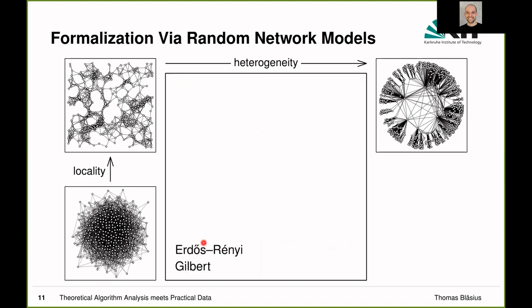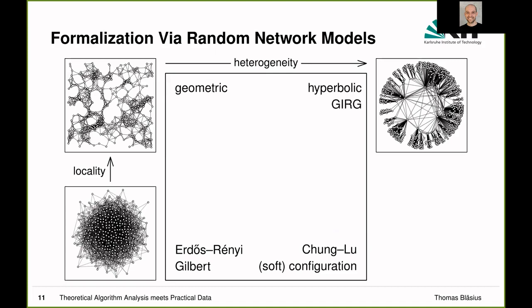So in the bottom left corner are the classical random graphs, also called Erdős–Rényi and Gilbert random graphs. They produce homogeneous networks that have a low level of locality, or no locality at all, basically. If I want to have heterogeneous networks, there's the so-called Chung-Lu model and the soft configuration model. If I want to have a high level of locality, then one way to achieve that is to look at geometric random graphs. And if I want to have a high level of locality and heterogeneity, then there are, for example, hyperbolic random graphs or geometric inhomogeneous random graphs. If you don't know any of these, that's fine. I will introduce them later.